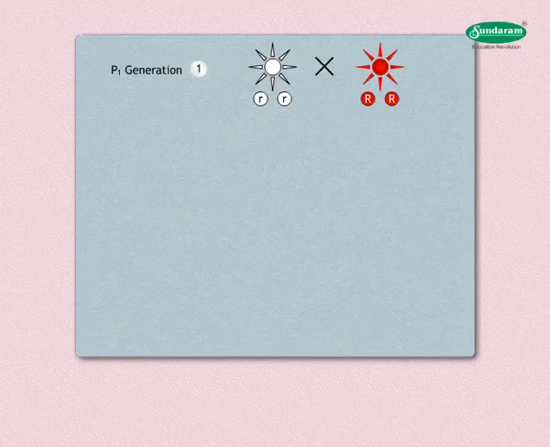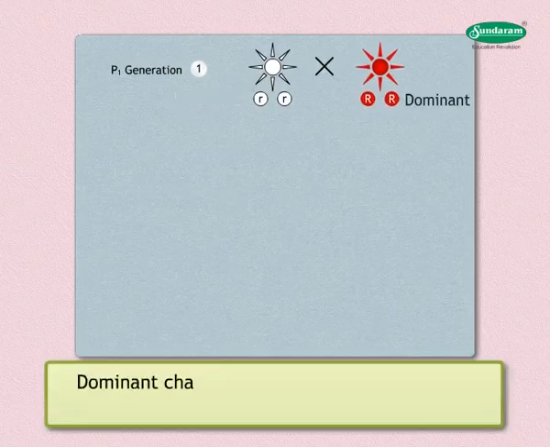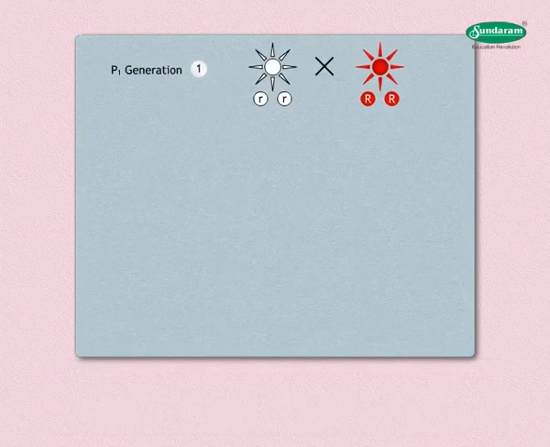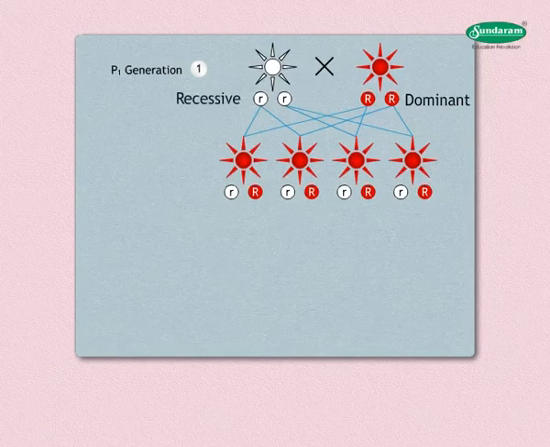Mendel used terms like dominant and recessive for red flowers and white flowers respectively. Dominant character is the one which masks or hides its recessive partner. Red flowers were called dominant because in the following generation all the plants were with red flowers. White flowers were termed as recessive as this character was not exhibited in the next generation.